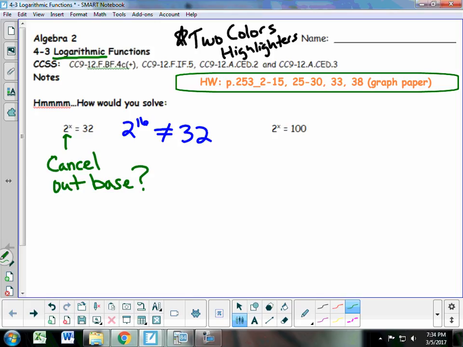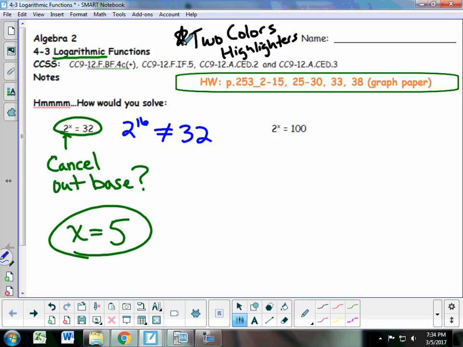So another thing we can do is we can guess and check. For this one, it won't take too long to guess and check, and you might even know it, but x equals 5 works. 2 to the 5th equals 32. All right, so that's kind of nice, but they don't always work out. Actually, more often than not, you'll get ones that don't work, like this, 2 to the x equals 100.